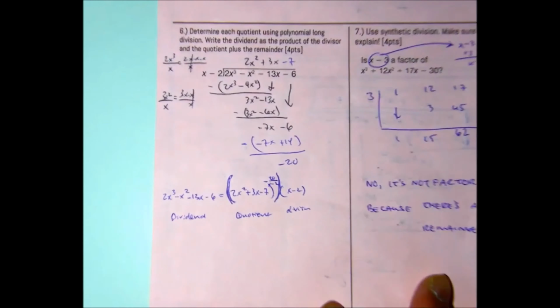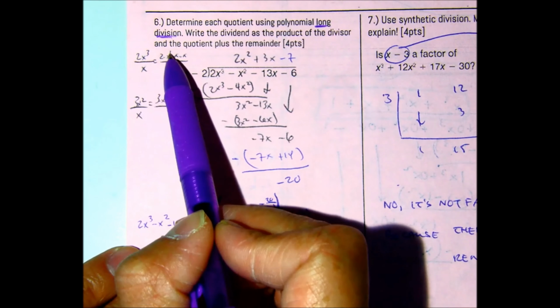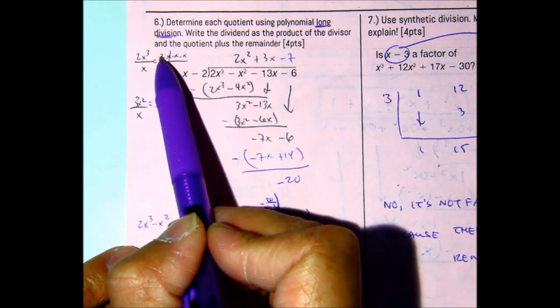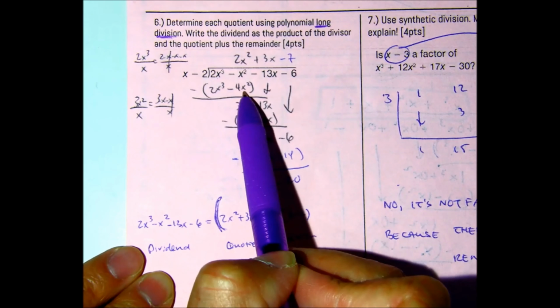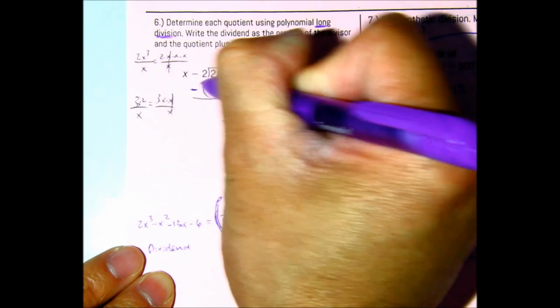Find each quotient using polynomial long division. Write the dividend as the product of the divisor and the quotient plus the remainder. So same thing we did above. X goes into 2x cubed. 2x cubed is 2 times x times x times x. There's the leading x. Cancel my x's, you're left with 2x squared. Multiply. Okay, a lot of you guys struggle with that subtraction here. Use your calculator. 2 minus 2 is 0.